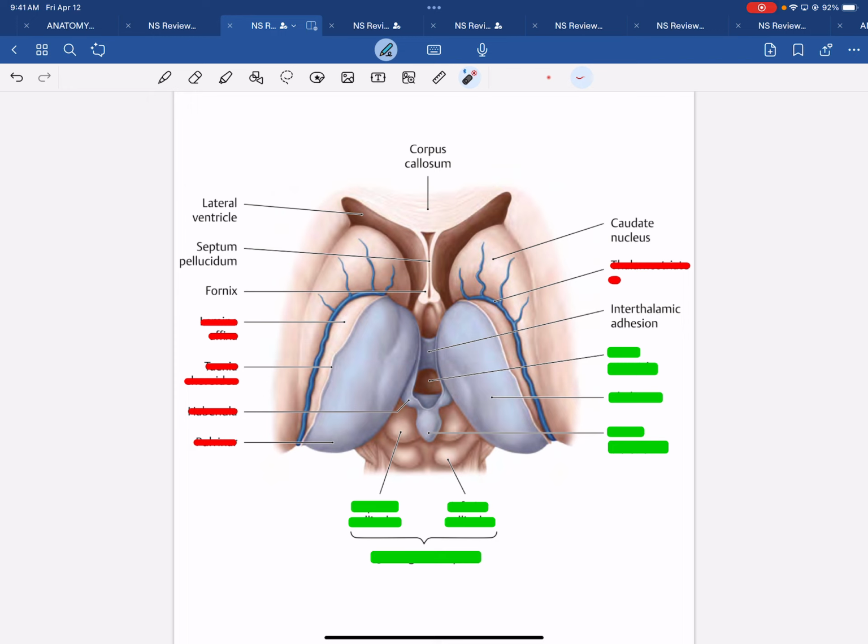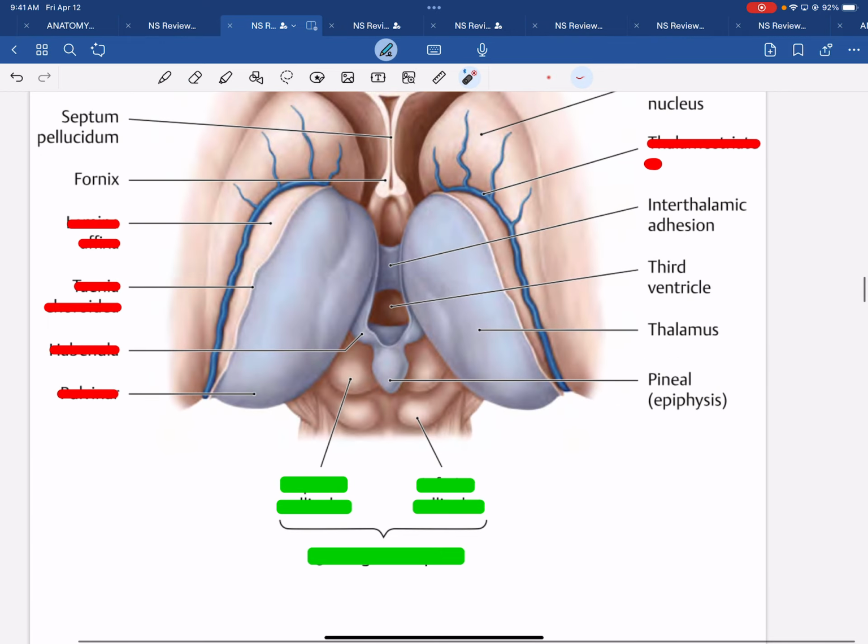Good. So if that's the case, then what are these? Thalamus. Good. The thalami. So if these are the thalami, which space is this? Third ventricle. Good. The third ventricle. What is this? Pineal gland. And then here, that's a superior colliculus. Here, that's an inferior colliculus.